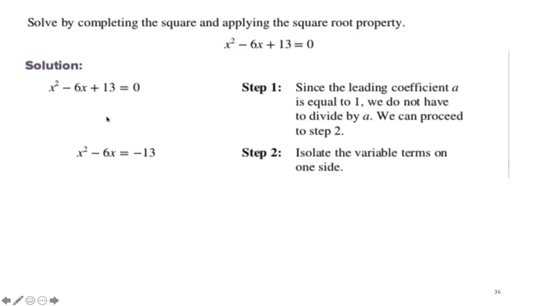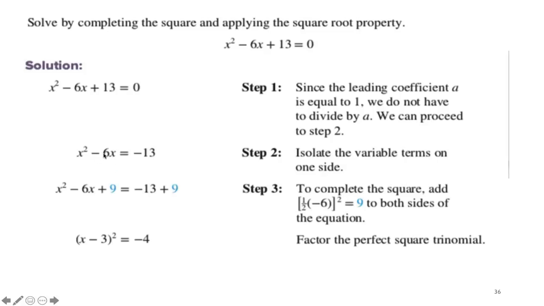So what I do is take the 13 and move it to the other side, so negative 13, and then I'm going to complete the square on the left side. Again, the completing the square process says that I need to produce a term so that this becomes a perfect square. The trick is to take the middle term, the b term here, and divide by 2. So negative 6 divided by 2 is negative 3.